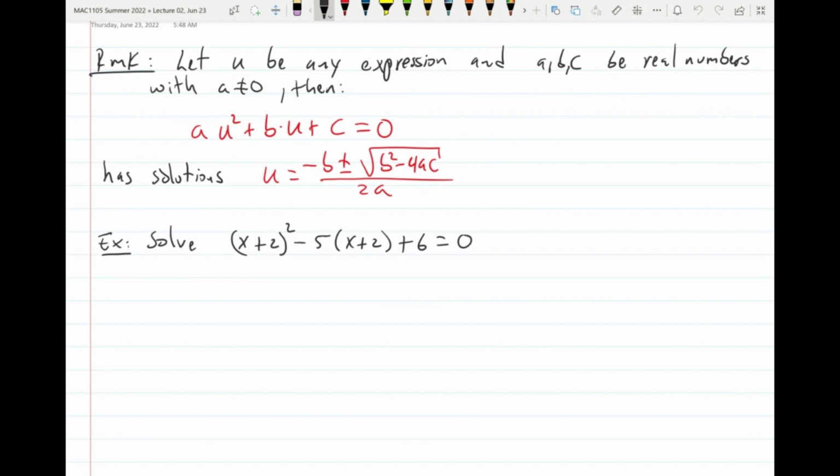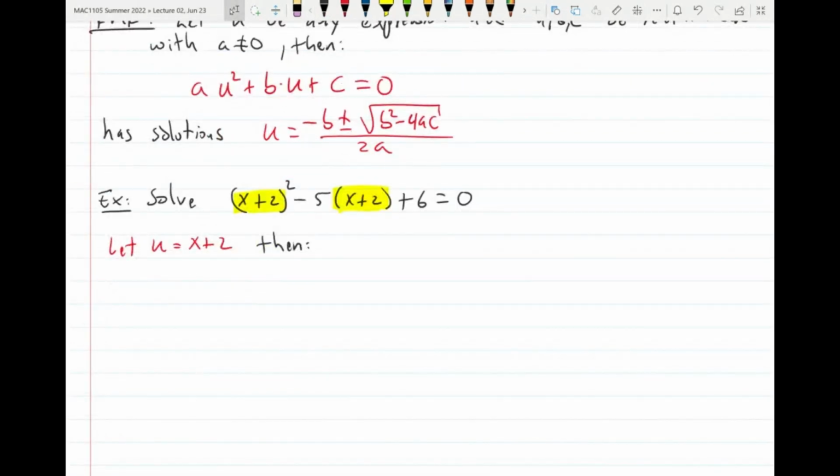In other words, there is an obvious candidate here for this u. What do you think that should be? What should we let u be equal to so that this turns into something like this? Yes? x plus 2. Very good. So notice that here we have x plus 2, and then it's showing up here again squared. So if we make a slight substitution, if we let u be equal to x plus 2, then what does the equation become? It becomes u squared minus 5u plus 6 equals 0.